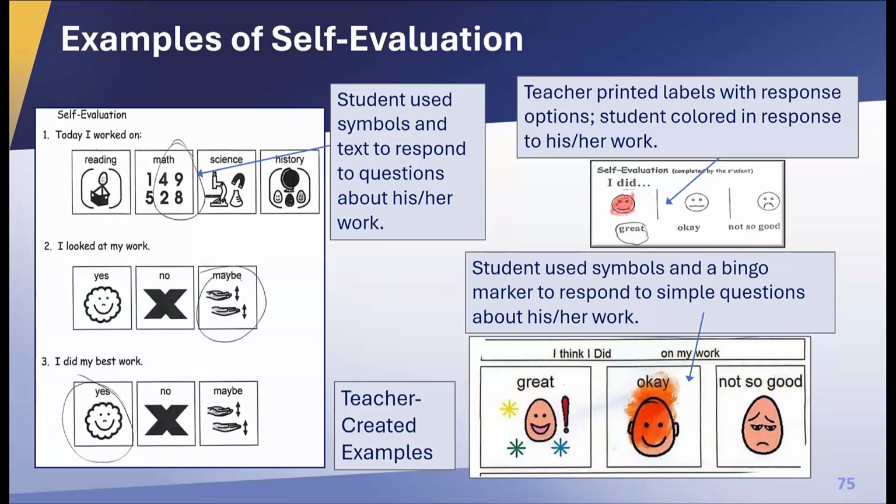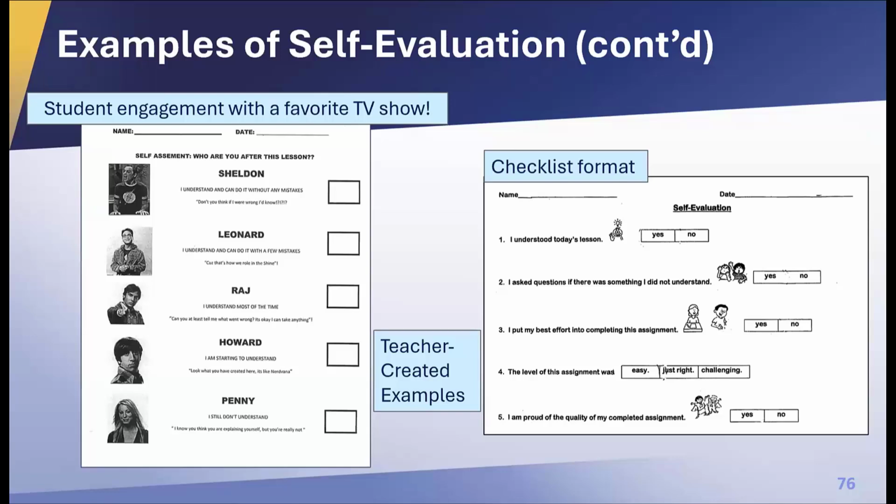In this one, the teacher printed labels like those Avery labels, and on that she just had self-evaluation with little smiley faces, and that was just automatically put on any worksheet that the student did, and then they would talk about it after the work was done and the student colored it in. Some students use bingo dabbers. These are all examples that teachers came up with. And again, you don't have to recreate the wheel. If you see something you like, you can copy it. That's what we teachers do best.